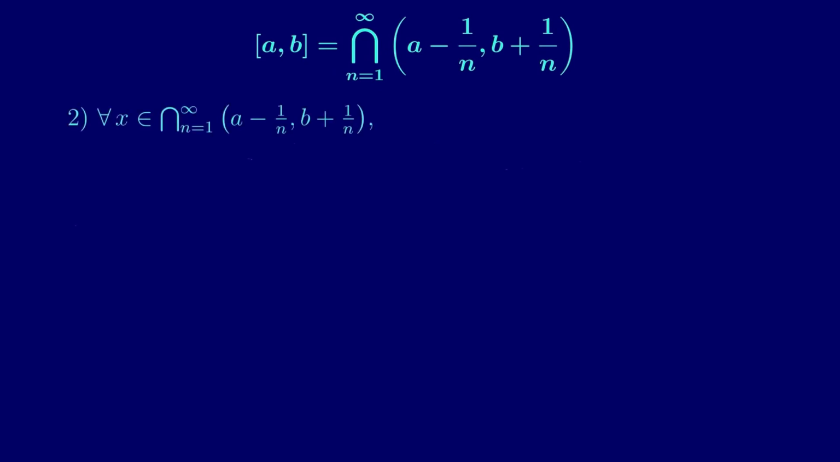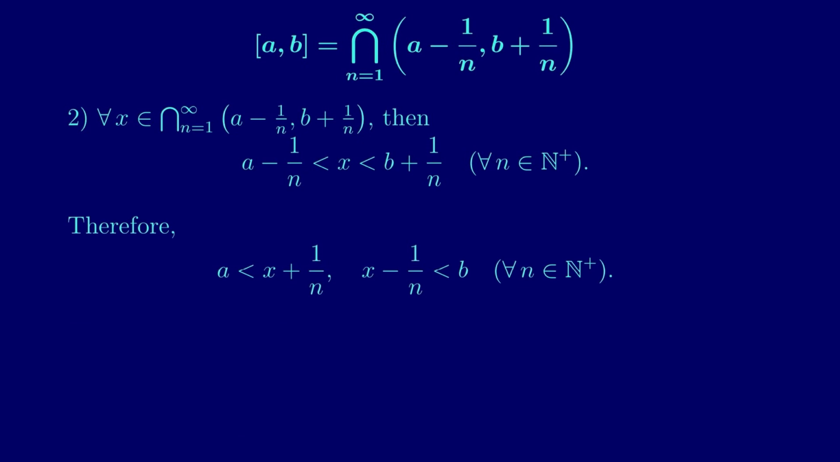Given any x in the intersection of these open sets, know that we can obviously regard this as: for all n, x is in the set anyway. We get this inequality immediately for any n. By moving a and b to the other side of the inequalities, we obtain these two inequalities. We then want to show that x is also an element of the closed interval [a, b]. In other words, a is less than or equal to x, which in turn is less than or equal to b. Since it's not obvious whether it holds true or not, we will use proof by contradiction here.